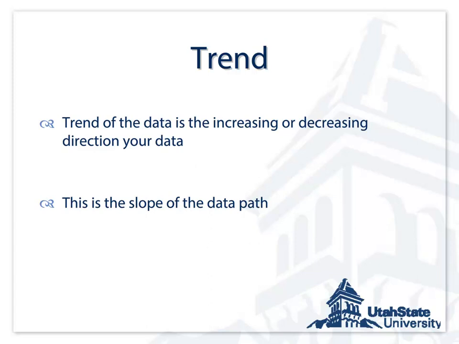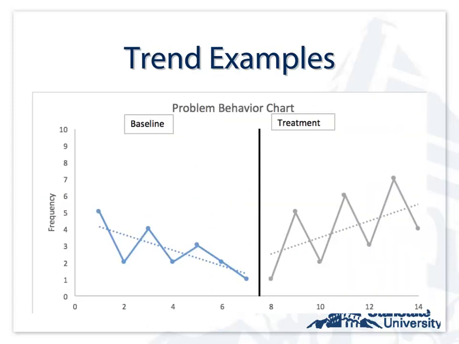The trend of your data is the increasing or decreasing direction. This is the slope of the data path. Here are two examples of trend. On the left, we have a decreasing trend, and on the right, we have an increasing trend.